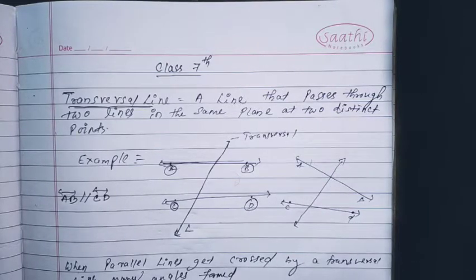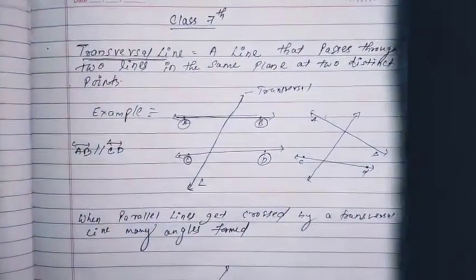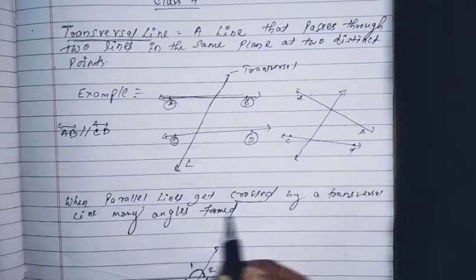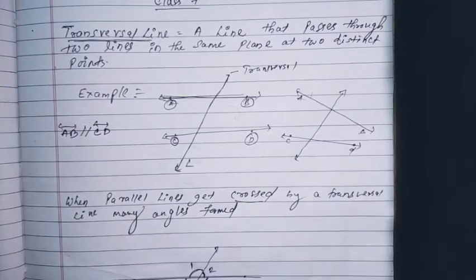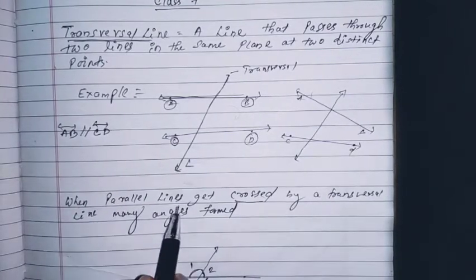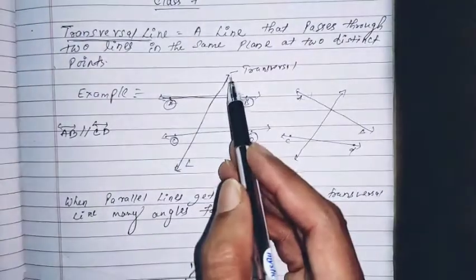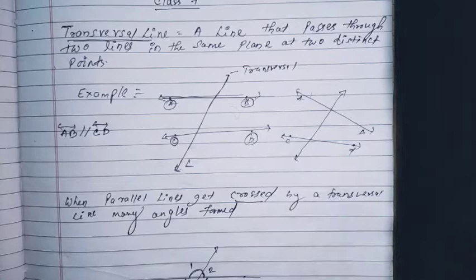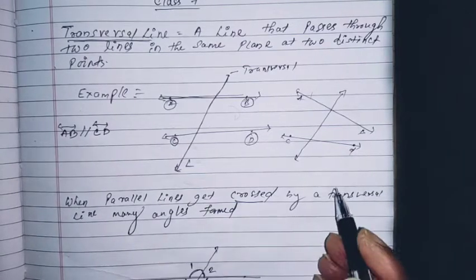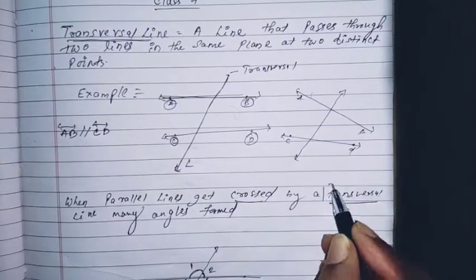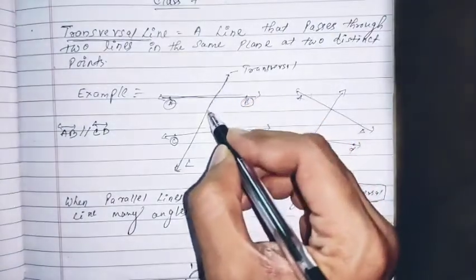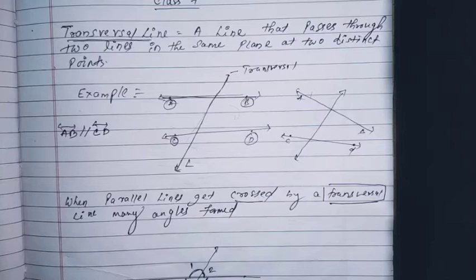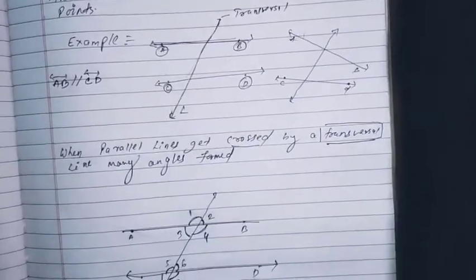Okay, and when these parallel lines get crossed by a transversal line, many angles are formed. When these parallel lines get crossed by one line, that is the transversal line, many angles are formed. You can see what angles are formed.